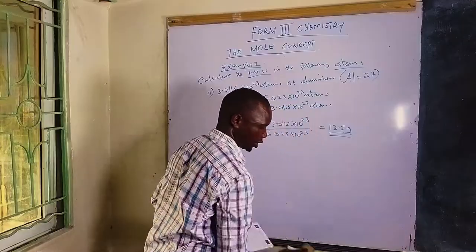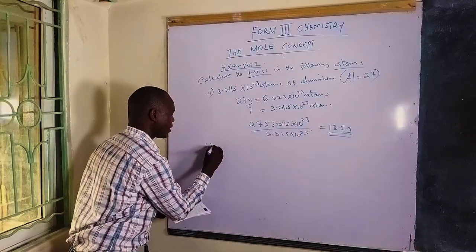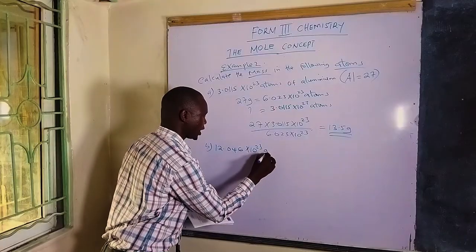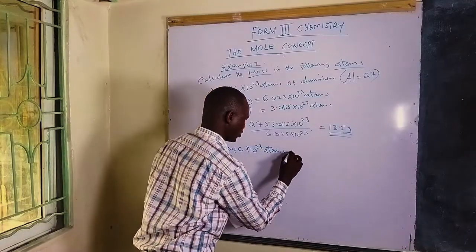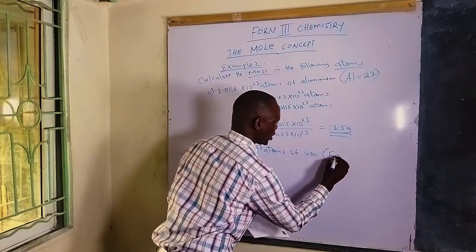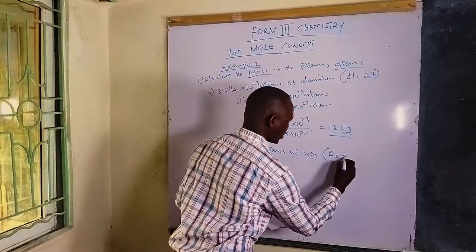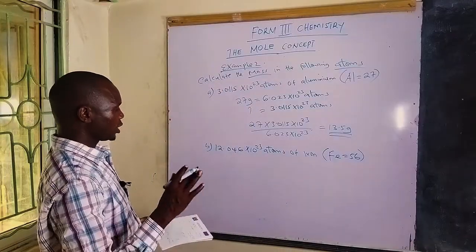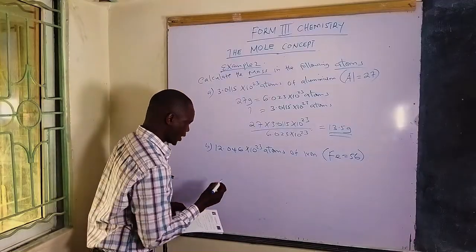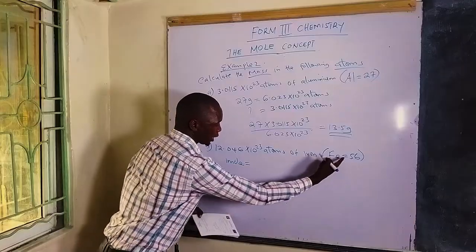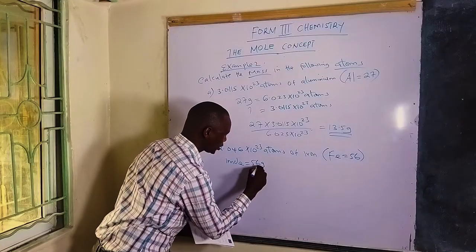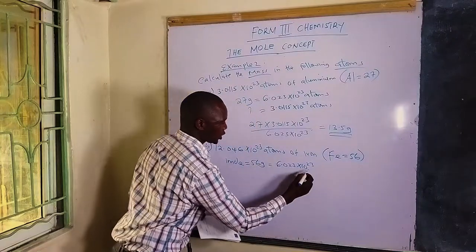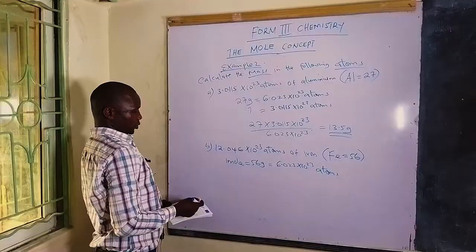B, what if we do this one, which is similar to what we have done? We have 12.046 × 10^23 atoms, but the atoms of which element? The atoms of iron. The relative atomic mass of iron is 56. Then of course, Avogadro's number has not been given, but you should always know that it is 6.023 × 10^23 particles. So one mole of iron will weigh exactly 56 grams. One mole of any substance will always contain 6.023 × 10^23. What we need are atoms. So, what about this number of particles?